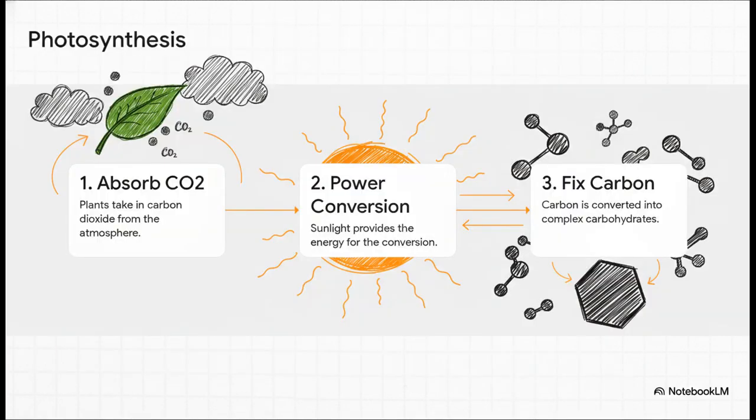It really just breaks down into three simple steps you see here: absorb, convert, and fix. Now that last step, fix, that is the most important part. Photosynthesis takes carbon as a gas and locks it into a solid, stable, life-giving form. It's basically alchemy, powered by the sun.